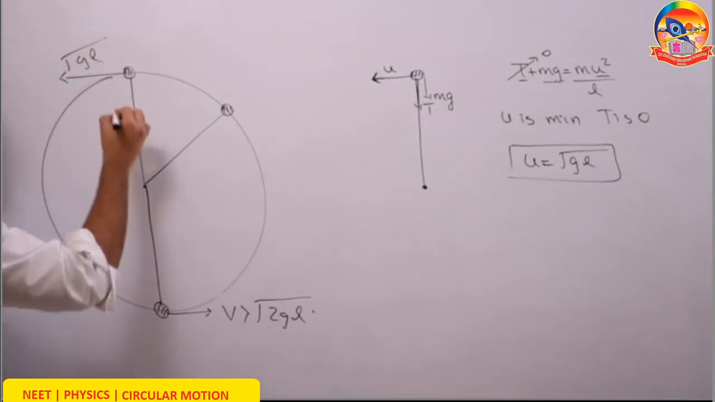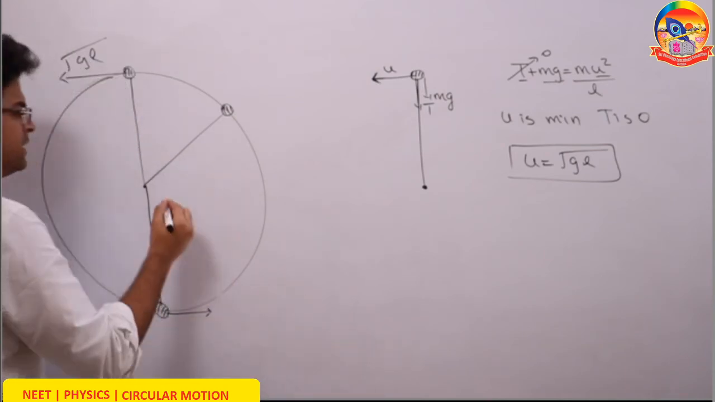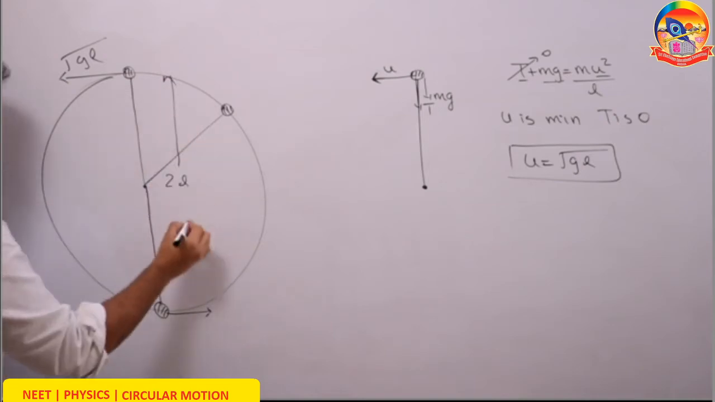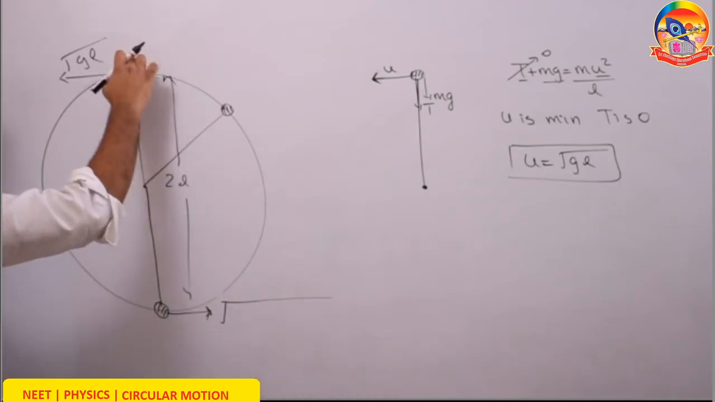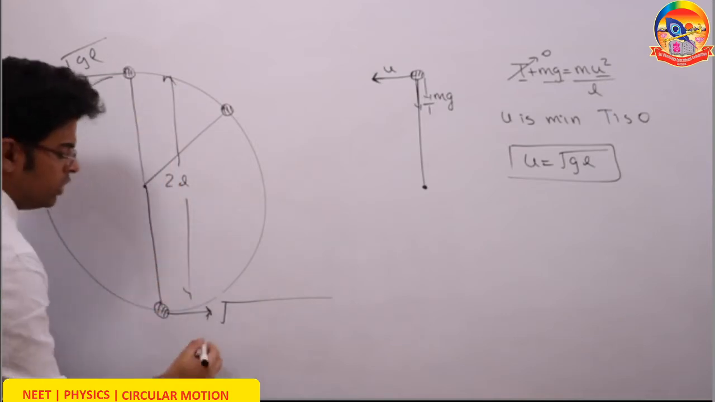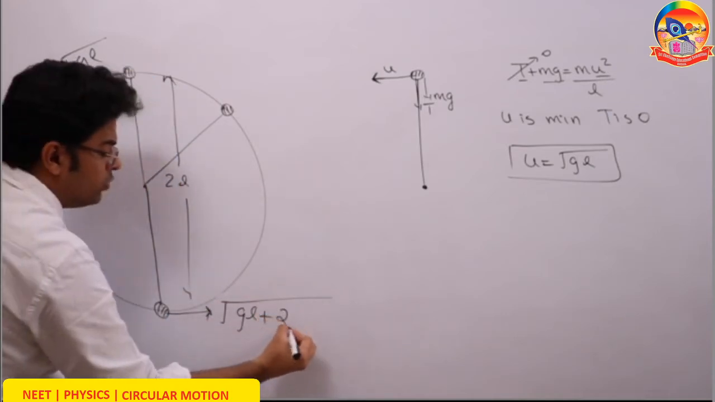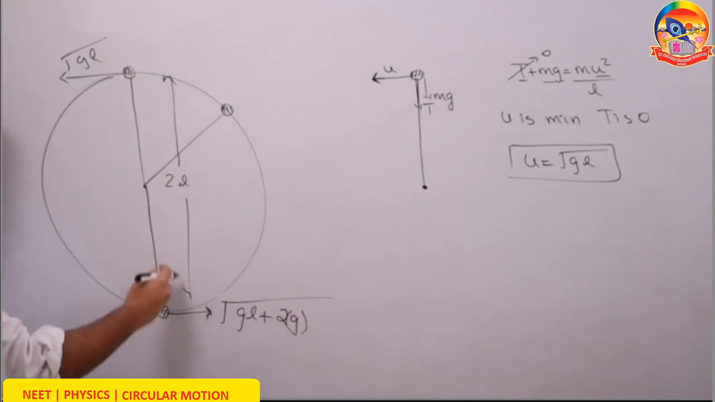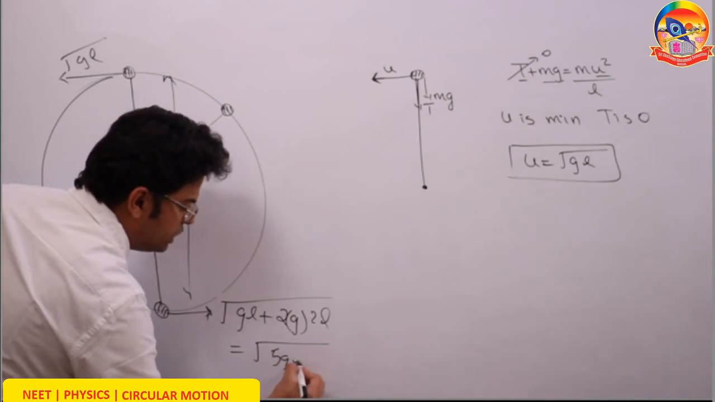Now, if the minimum speed required at the highest point is root gL, what has to be the minimum speed at the lowest point? From the highest point till the lowest point, the bob descends down by a height 2L. So at the lowest point, speed has to be equal to under root of u square plus 2gh. So this square, root gL square, gives you gL plus 2 into g into the height that it has descended, that is 2L. So here you get under root of 5gL.